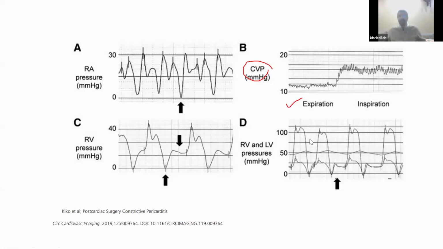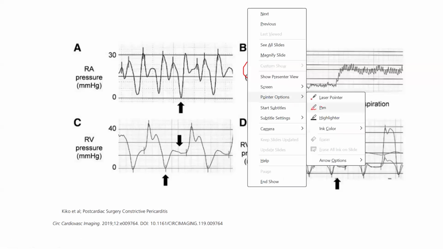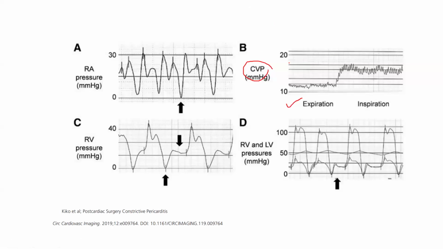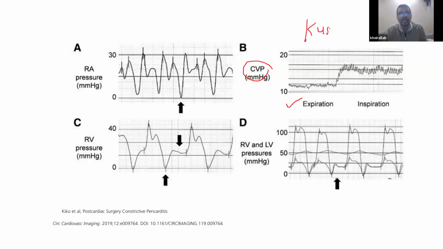So what is this? Increase in CVP during inspiration. What does that mean? I think it's tamponade or constrictive pericarditis. Exactly. And this sign has a name, which can be elicited clinically. What is the name of the sign? Kussmaul sign. Exactly, this is Kussmaul sign.